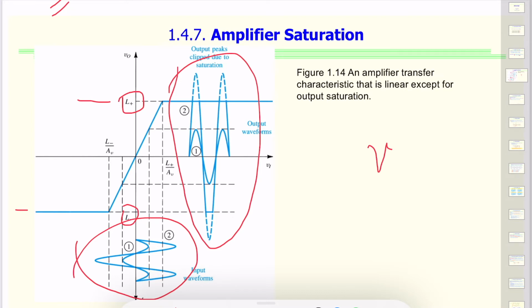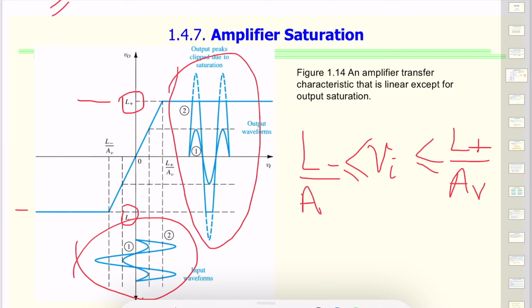That saturation would result in the signal not having more value than the DC voltage that's being used to power the amplifier. So this would be limited on the input side by two voltages. On the upper side, it's limited by L plus. On the lower side, it's limited by L minus. And this we are writing in the form of input voltage, but this can be written in the form of output voltage as well.